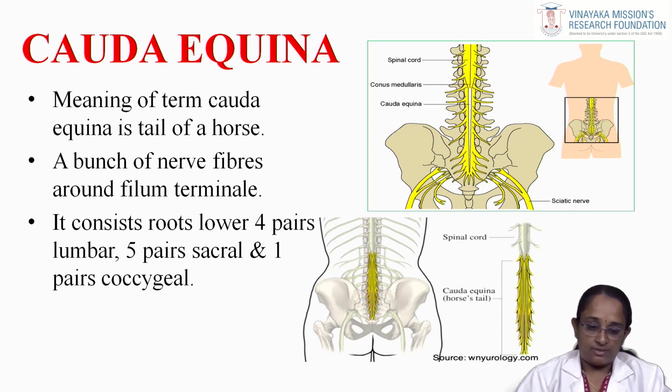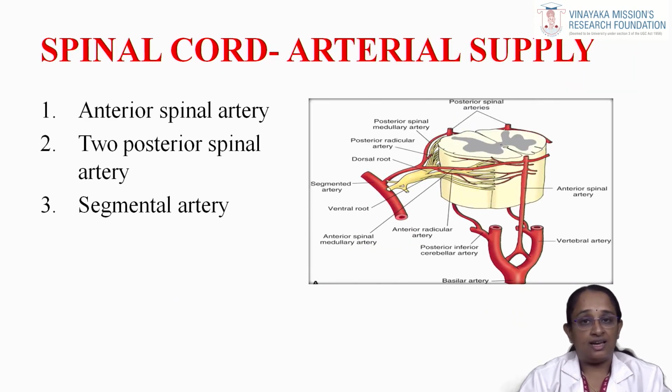Then, as far as anatomy is concerned, whichever organ or location we study, we study the arterial supply, venous drainage and nerve supply. Since the spinal cord consists of all the nerve fibers, we are not discussing its nerve supply, because all the spinal nerves supply the region. So we don't care for that, but we should know about the arterial supply and venous drainage.